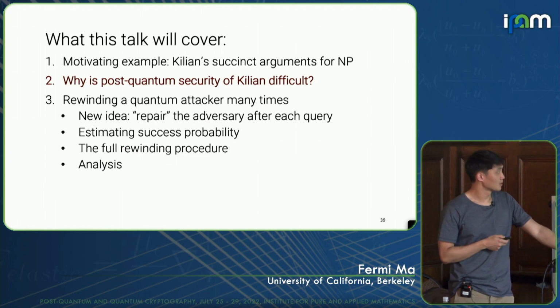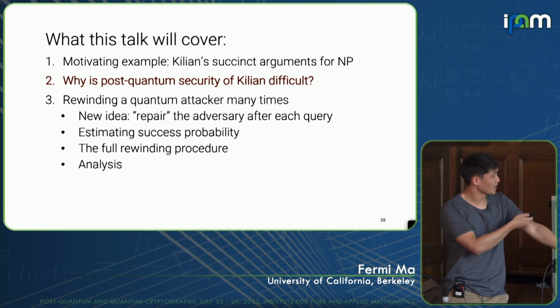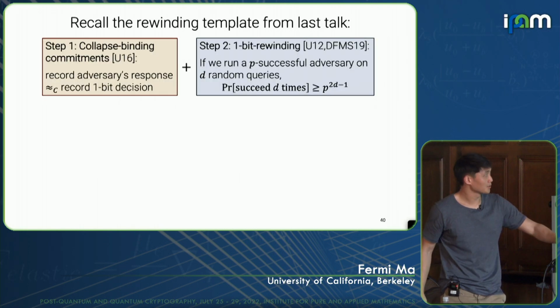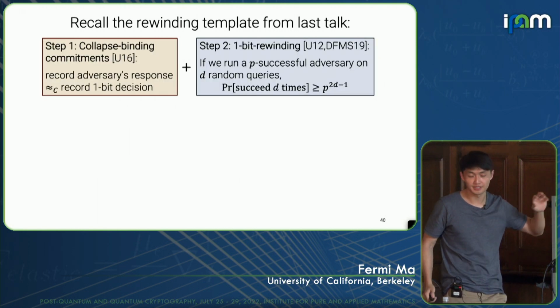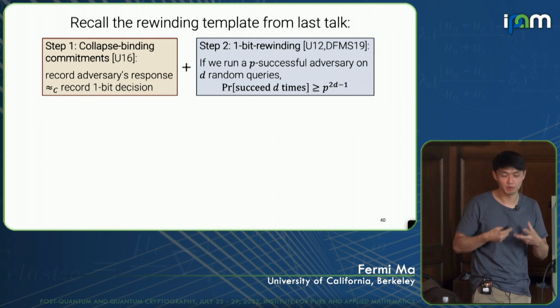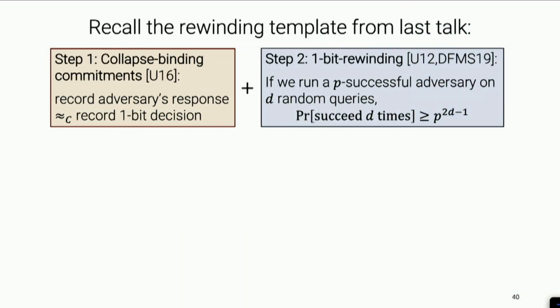OK, so why is post-quantum security difficult? I sort of already alluded to this one, but let's just do it a little more formally. Remember last time we had this rewinding template that said the way that you prove something is a post-quantum proof of knowledge or post-quantum sound is you want to combine two ingredients. First, you want some sort of collapse binding commitment, and this reduces your problem to recording the adversary's response. It's reduced to recording this one-bit decision of did the adversary succeed or fail on this query.